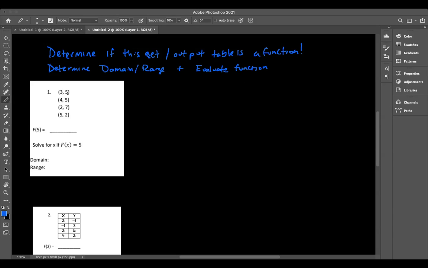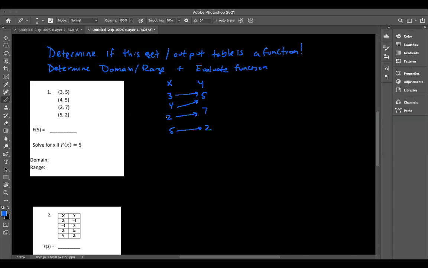Okay, so let's look at it here. So we have 3, 5, 4, 5, 2, 7, and 5, 2. So this is how we do it. We're going to take all the x values here and all the y values. So I'm going to put 3, 4, 2, and 5. I'm going to put 5. I'm going to put 7 because you don't need to write it twice. So I'm just going to put 5, 2, and 7. So 3 goes to 5, 4 goes to 5, 2 goes to 7, and 5 goes to 2. So we've got to determine if this is a function or not.